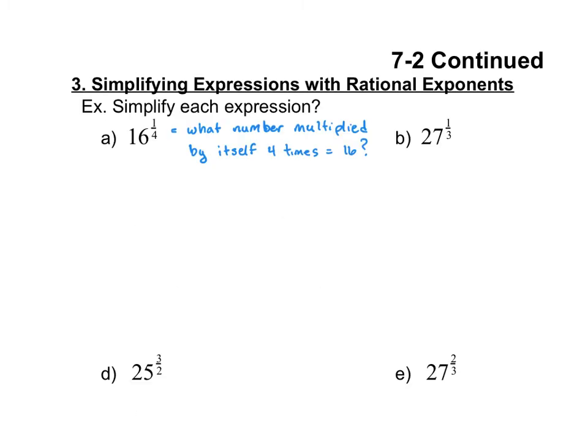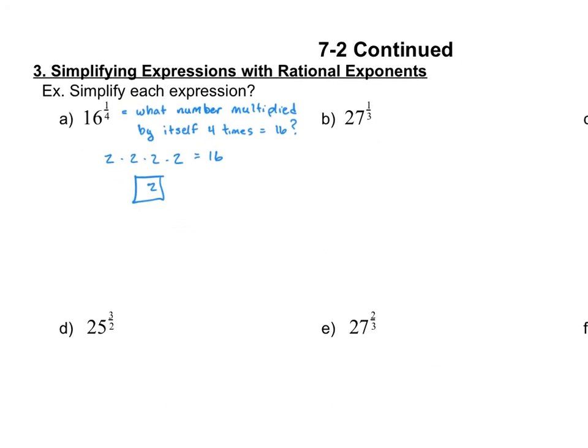So as we look at this, we have simplified this expression in 16 to the 1/4 power. Well, what that is asking us is what number multiplied by itself 4 times is equal to 16. And we should hopefully be able to say, well, we know that 2 times 2 times 2 times 2 is equal to 16. Therefore, 16 to the 1/4 power is going to be 2.